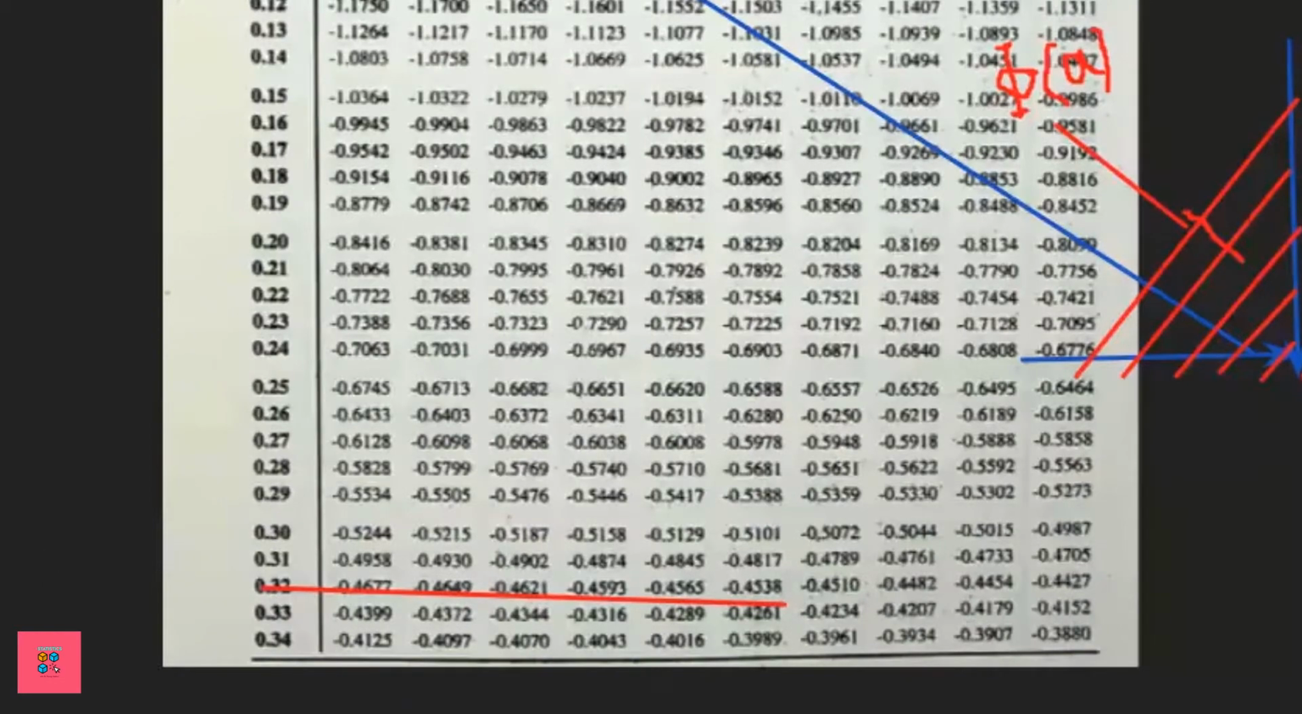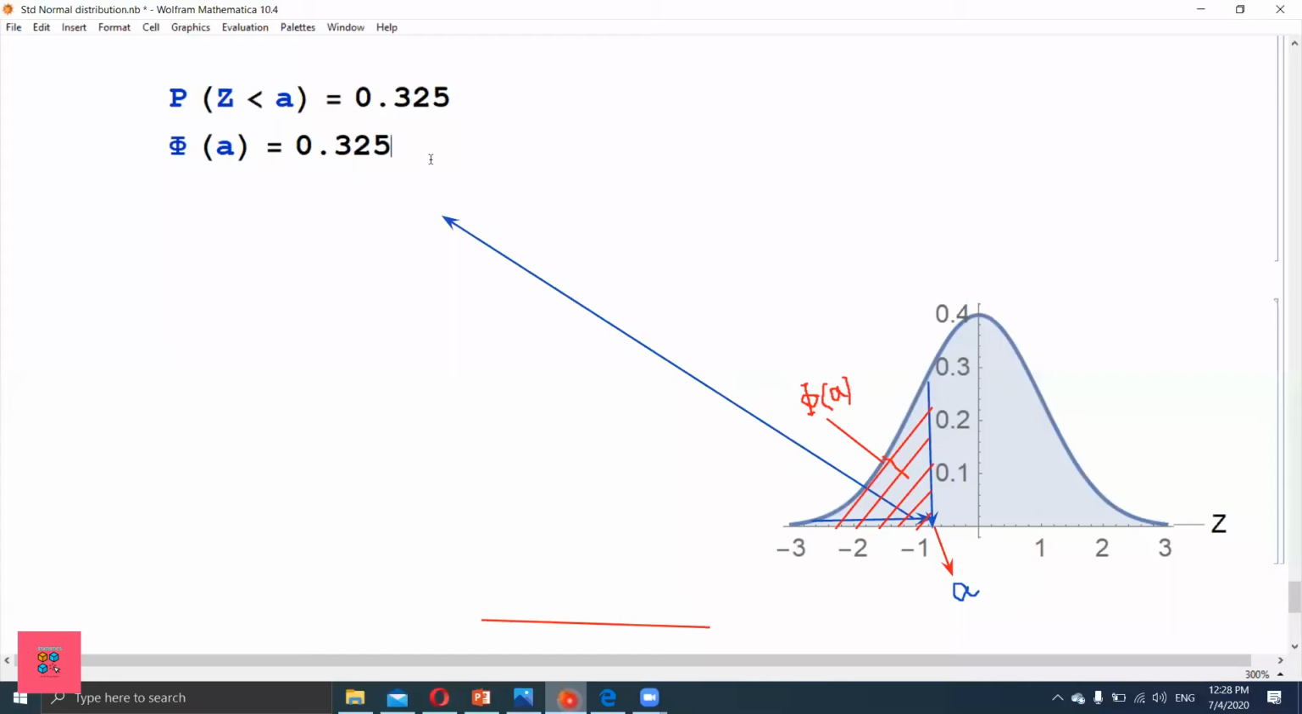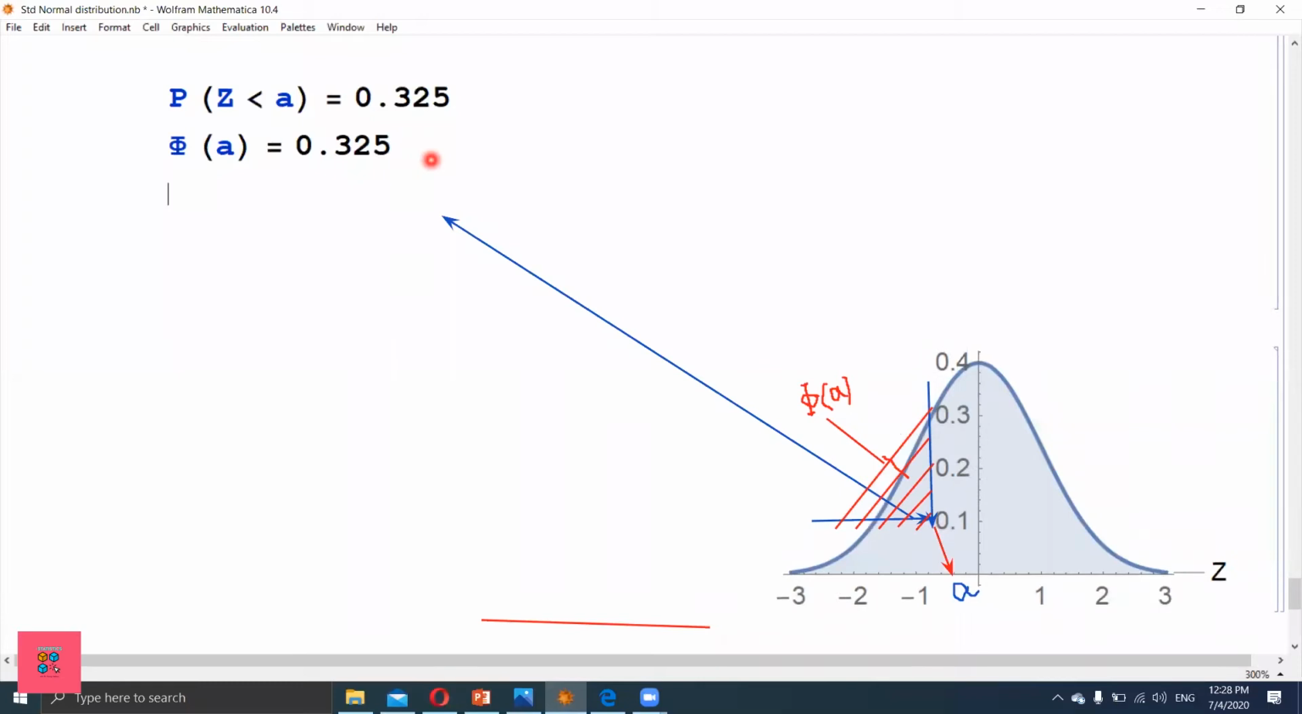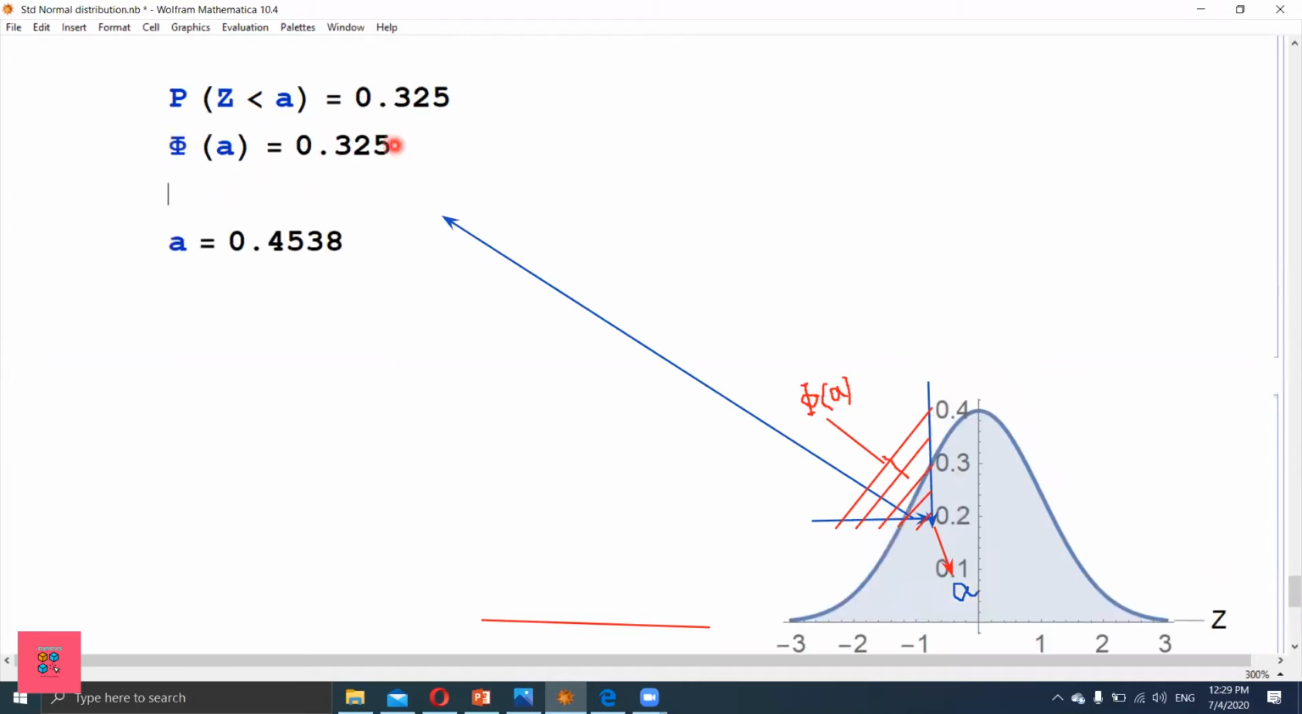This is the value of a. So we write it here as a is equal to 0.4538, but with a negative sign. First of all, we have to write one more step: a is equal to phi inverse, because phi is applying on the right side.